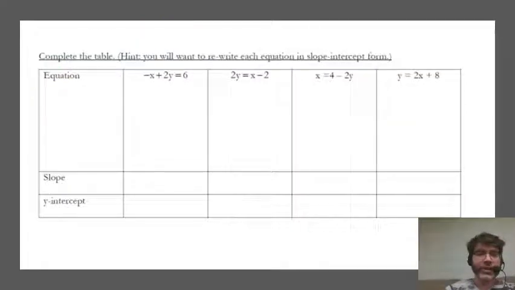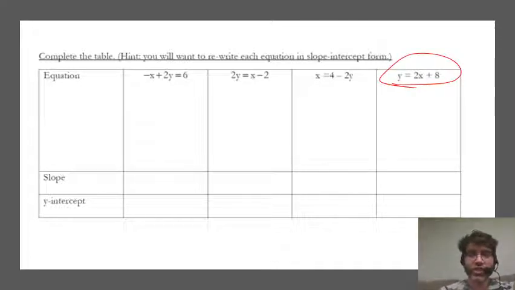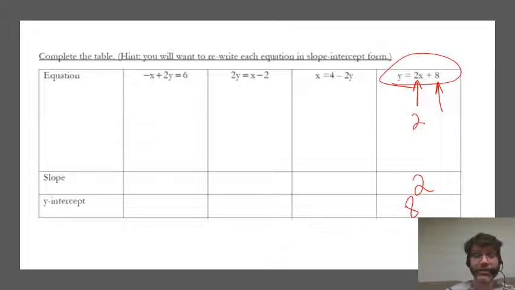Okay, so here we are figuring out what our slopes and our y-intercepts are given certain equations. These equations are not necessarily in y equals mx plus b form, so we need to get them into that form first, and then we can see what the true slope and the true y-intercepts are. Let's start with the last one first, because this one actually is already in slope-intercept form, so it's pretty easy. The slope is right there, so that's 2. And our b, or y-intercept, is 8.